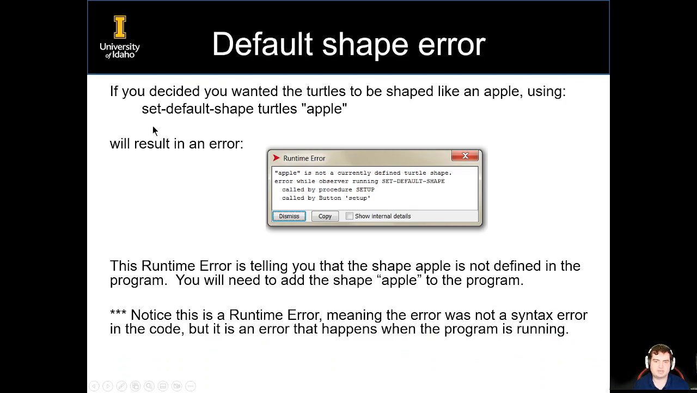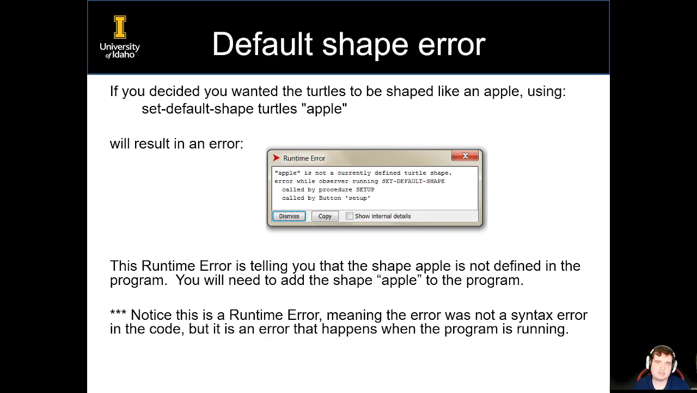That runtime error being Apple is not a currently defined turtle shape, error while observer running set default shape. So it's telling you where in the code this error happened, called by procedure, which says, hey, the procedure setup is where this existed. It was called by the button setup. And so you can identify all of these different aspects about where the error was occurring.